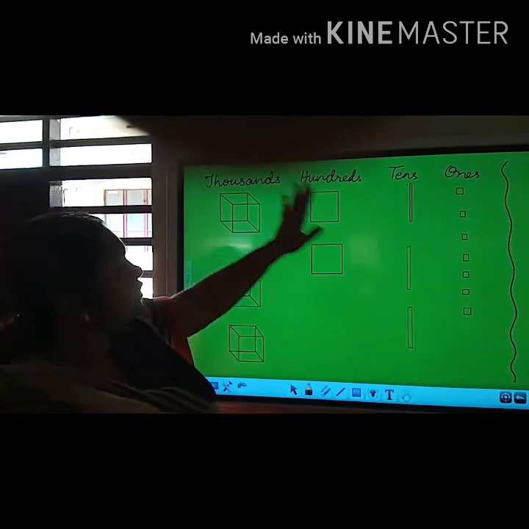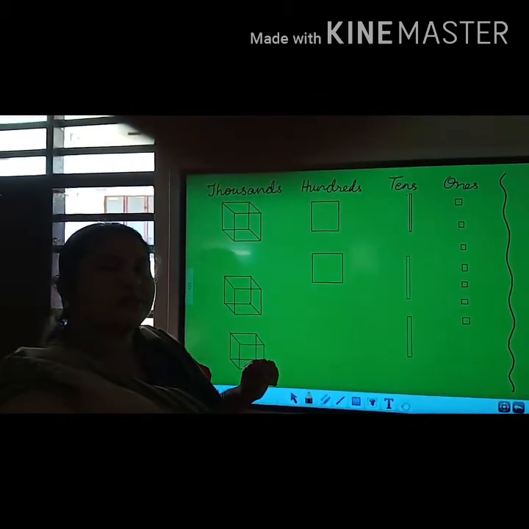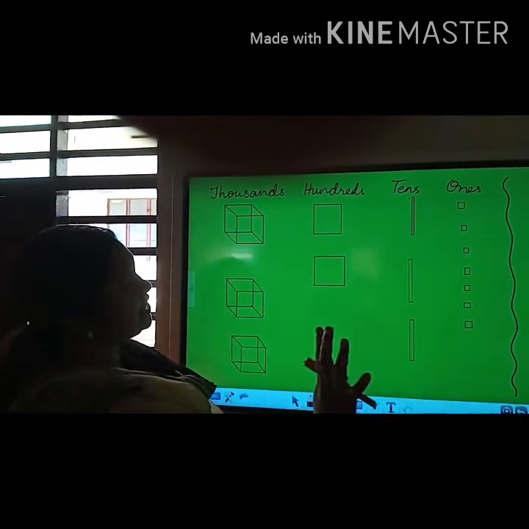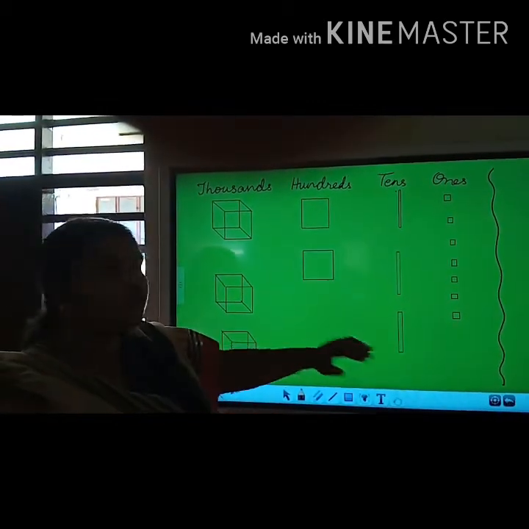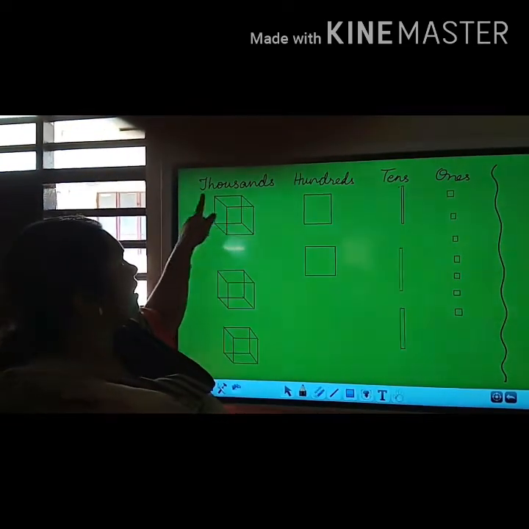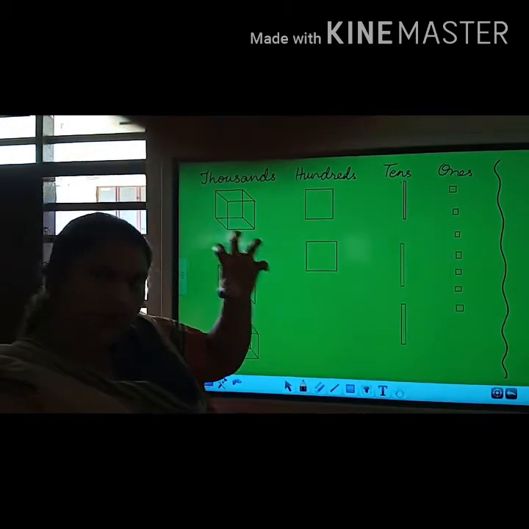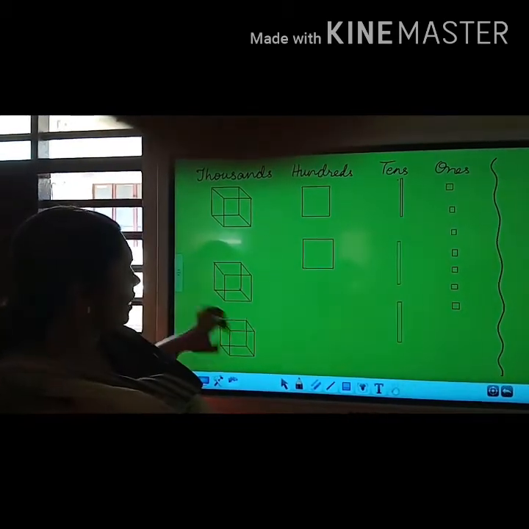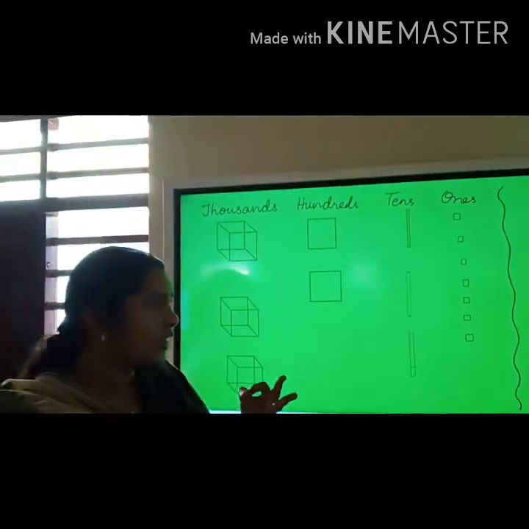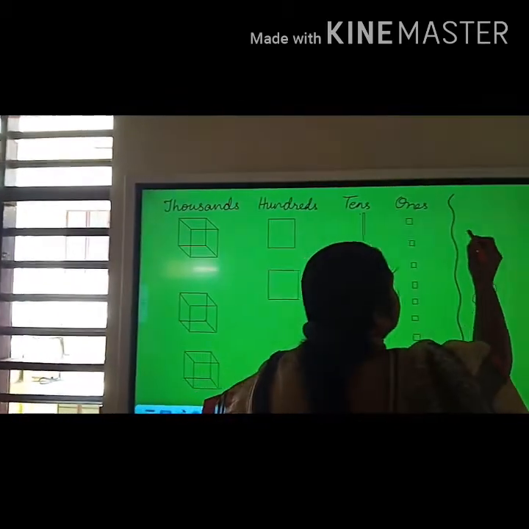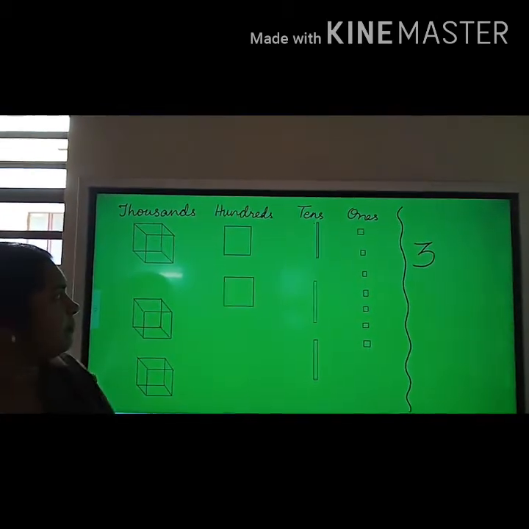So, how to form this number? This is actually a 4-digit number. See, it is given in the picture. So, how to write this in figure? That is standard form. How many thousands are given here? This one box is full 1000, 1000, 1000. So, how many thousands are there? 3000. So, in the standard form, we should write 3 in the thousands place.